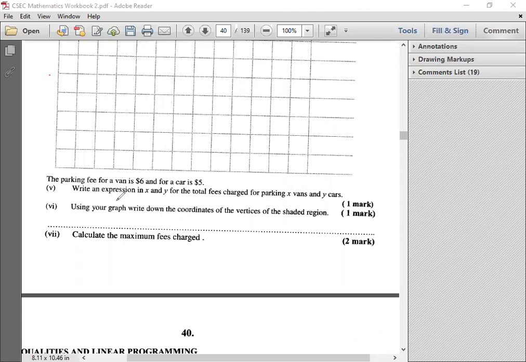So the parking fee of a van is $6 and for a car is $5. You're asked to write an expression in X and Y for the total parking fees. 6x plus 5y.